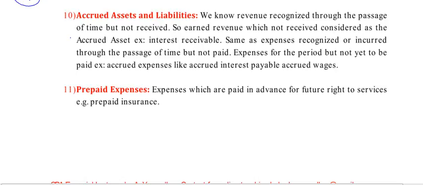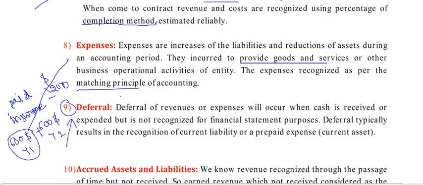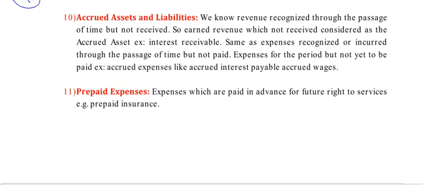Revenues receivable. Same as expenses: expenses recognized or incurred through the passage of time but not paid. I already received the services but I didn't pay the amount, so I have to pay. That is my liability. In future I have to pay. Even though I didn't pay, I have to record it as an accrued liability. So there is a liability in my accounts.